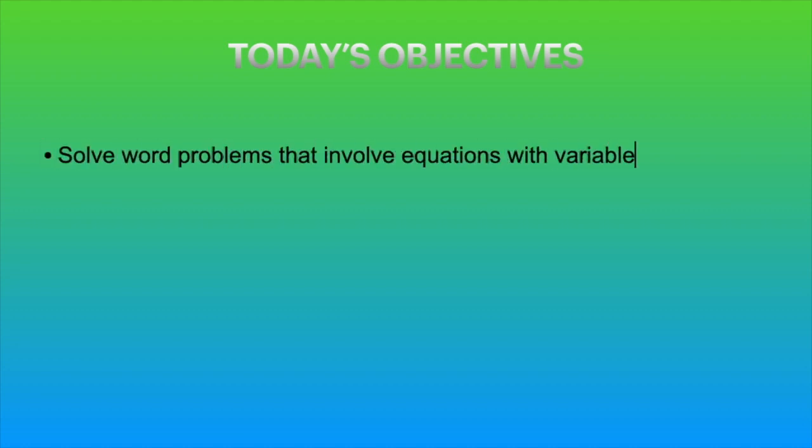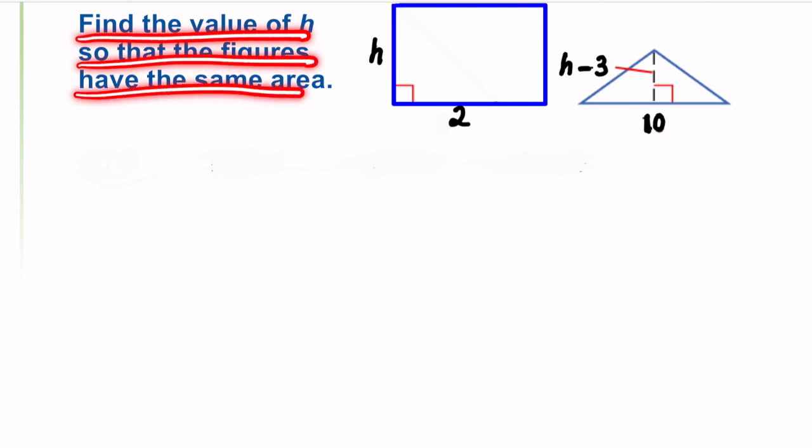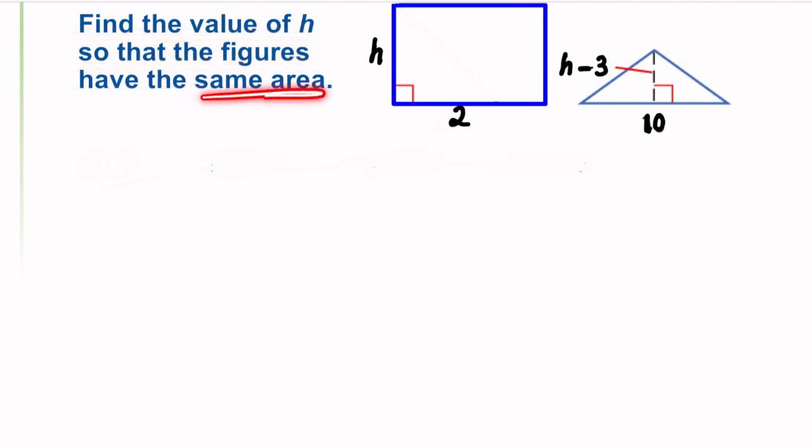The objective of this lesson is to solve word problems that involve equations with variables on both sides. So let's look at our first problem. The first problem says find the value of h so that the figures have the same area. So we want the two shapes to have the same area.